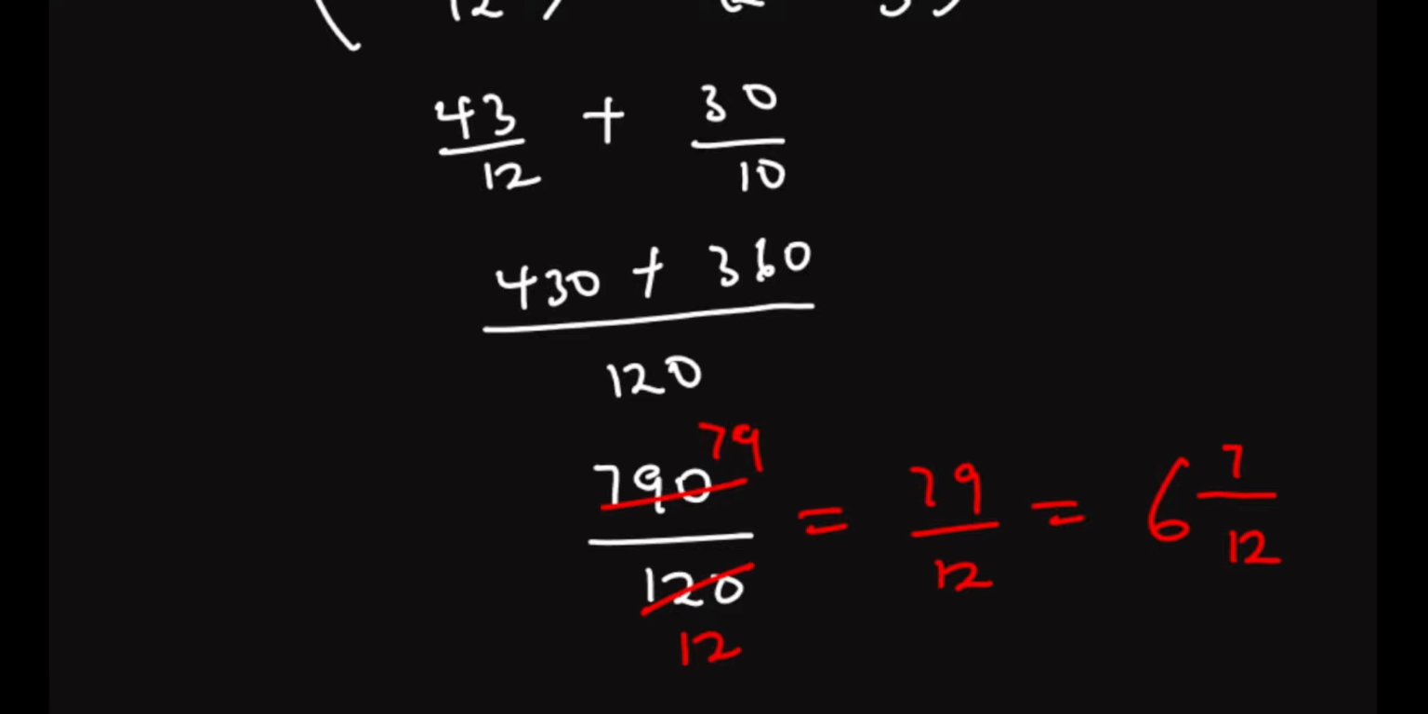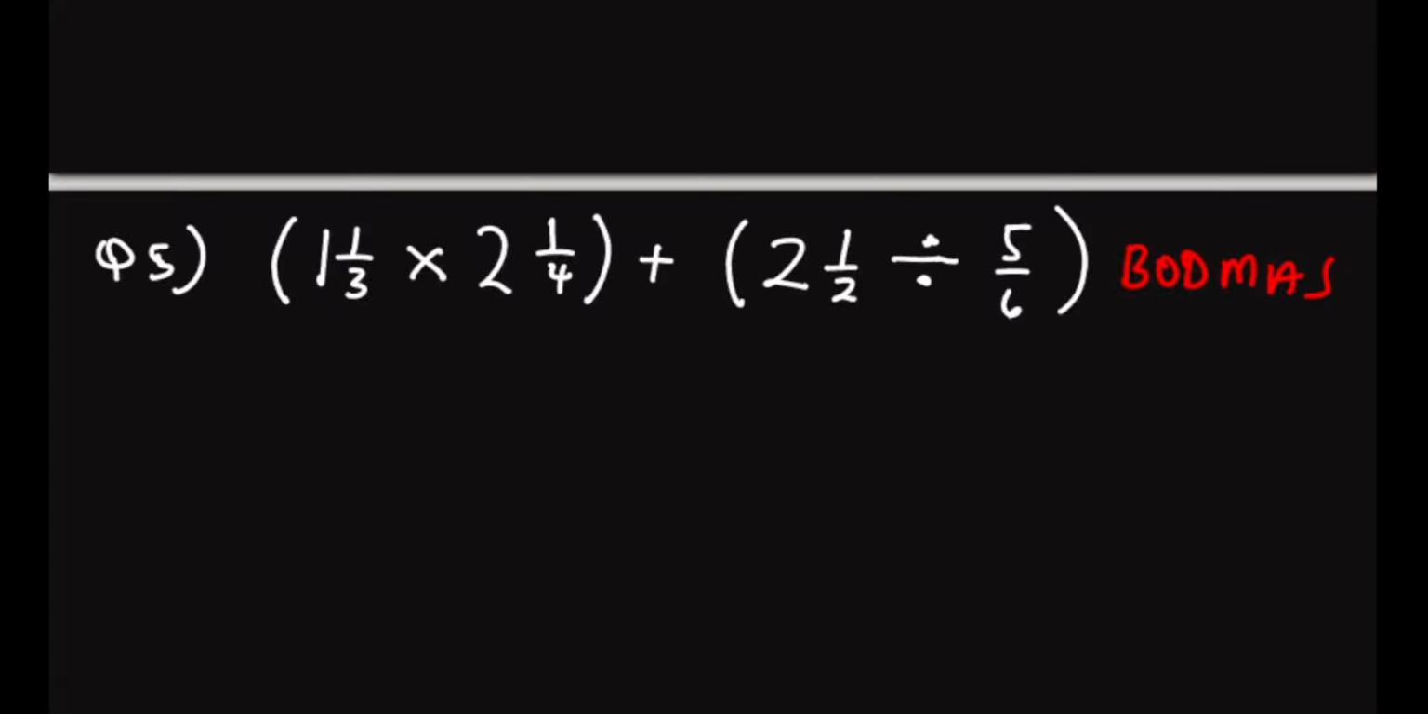So question 5, we have this question here, and this is very easy because we are going to first of all change all mixed fractions to improper fractions. So let's start with this one right here. How do we change it to an improper fraction? Just multiply the whole number here by the denominator 3. 1 times 3 gives us 3, then plus the numerator here, 1. So 1 times 3 gives us 3, plus 1 gives us 4.